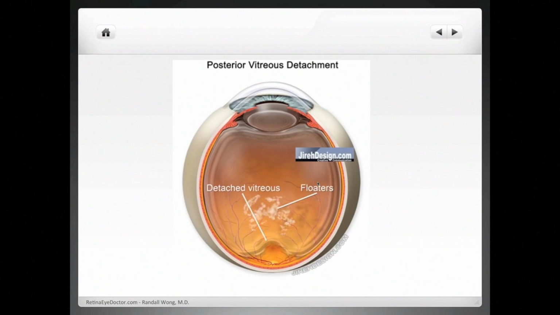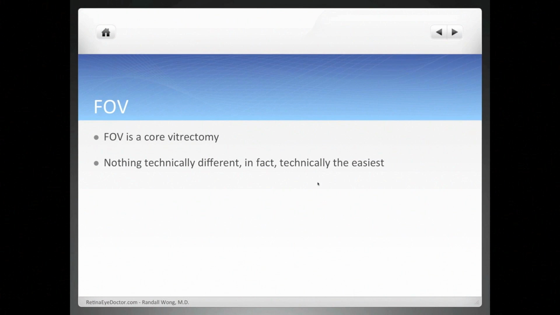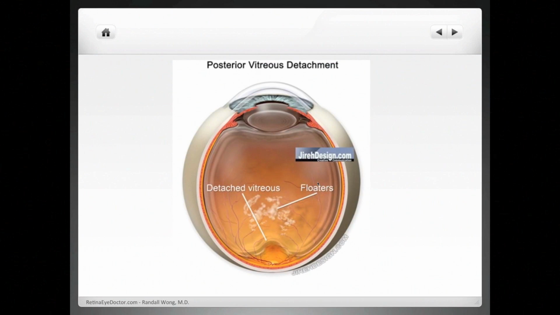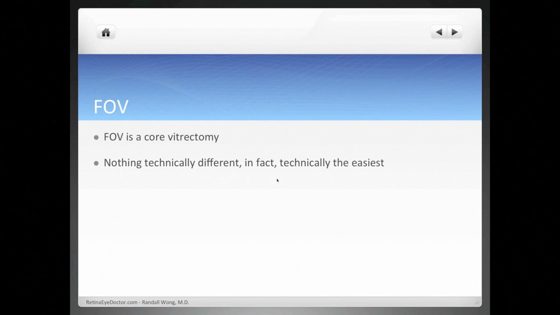Here again is an image of a posterior vitreous detachment. I'm going to leave that for now. I think I was going to say something about the need for inducing a PVD, which I know a lot of you want to know, but I'm going to bring that up in just a few slides.